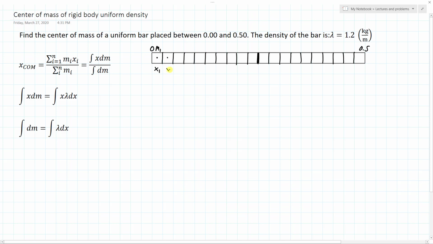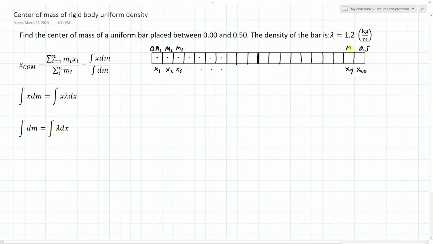And here we have x2, and that's mass m2. Apparently the masses are the same, although the positions are different, right? Starting from 0, so this is 1/20th, actually 1/40th of 0.5 meters. So 0.025, 0.0125. So let's not worry about the exact position. We're just trying to make use of the point mass formula by approximating this into a number of point masses. So we have all these centers, right? So this just keeps going, and we have x19, x20.